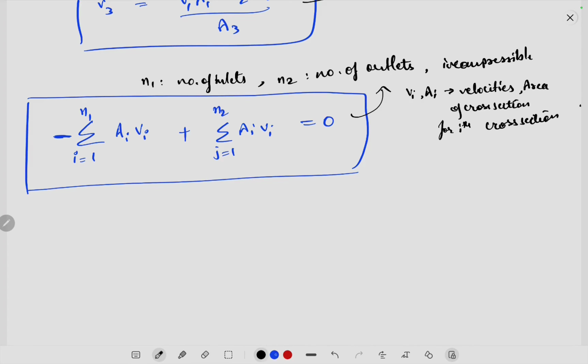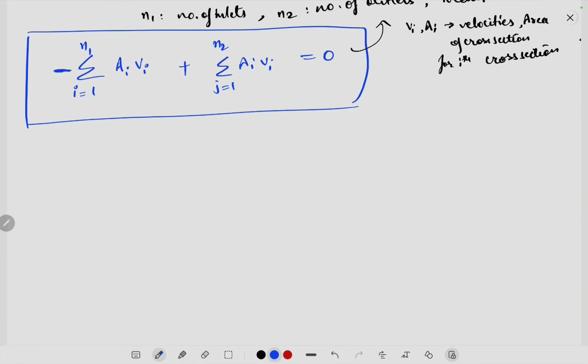Now let's use this general formula for the case which we already solved. So we were given this problem like this was our pipe. This was given v1, this was given v2, this was given v3, the area was a1, the area was a2, the cross section area here was a3. Now if I just see this equation, what is the number of inlets? n1 equal to 1. What is the number of outlets? The number of outlets is 2.